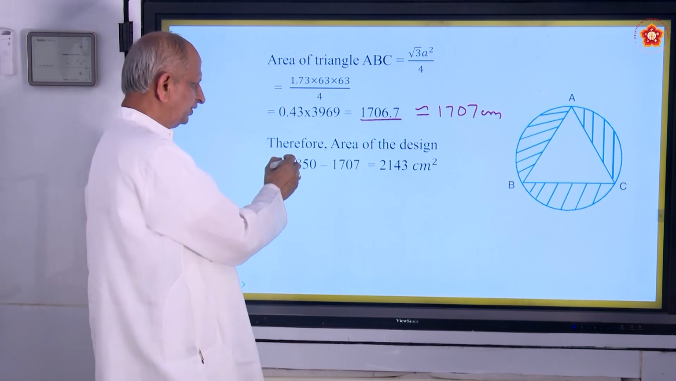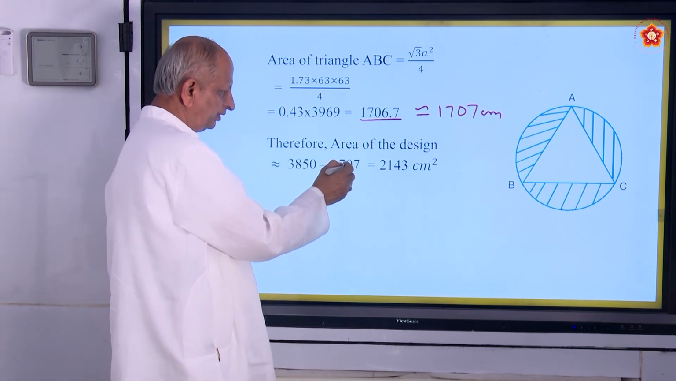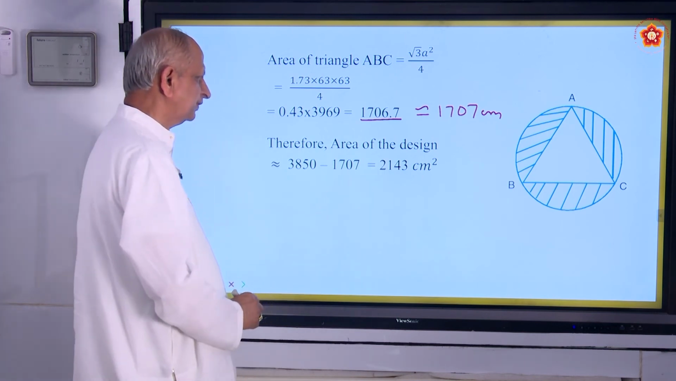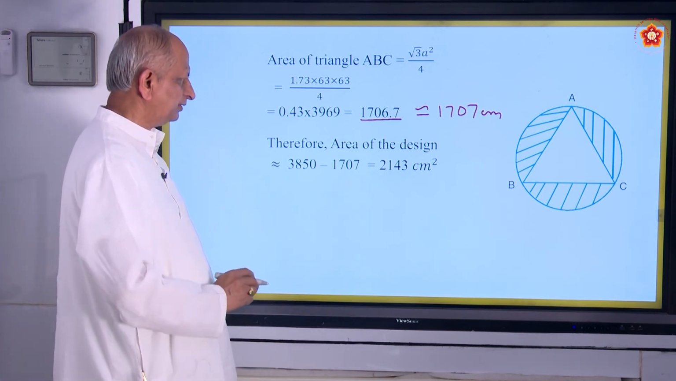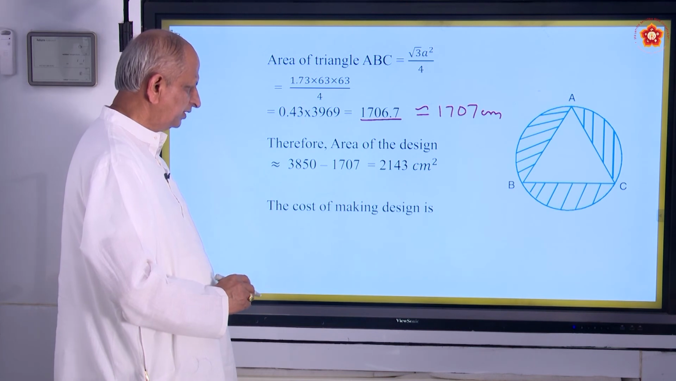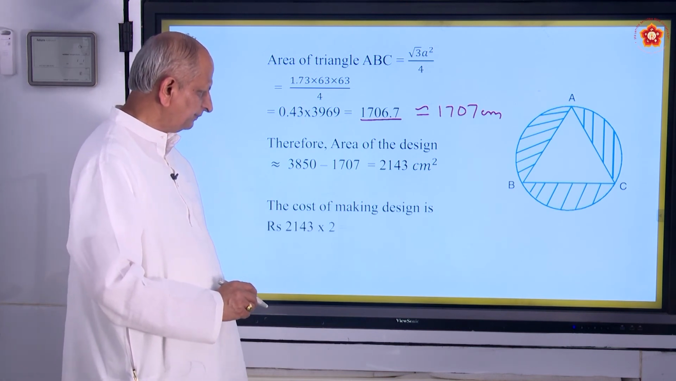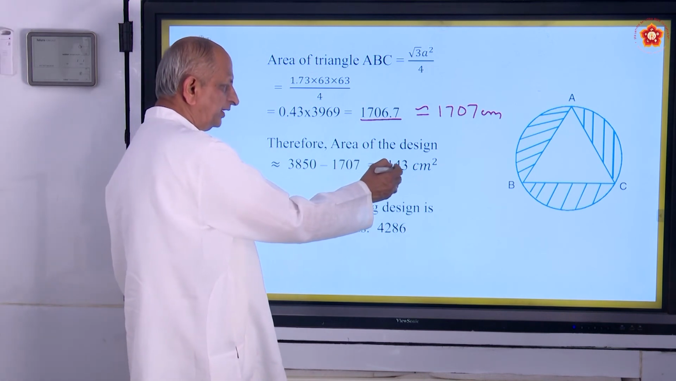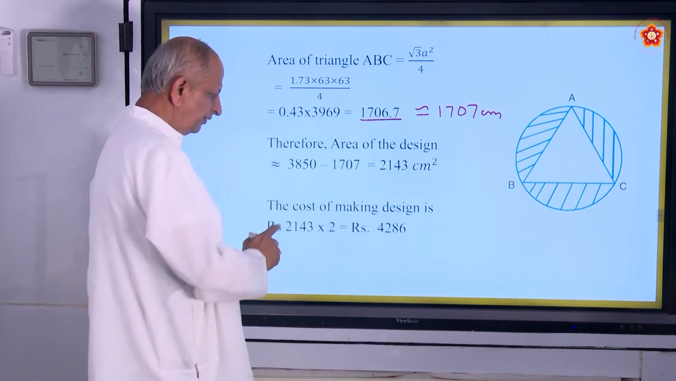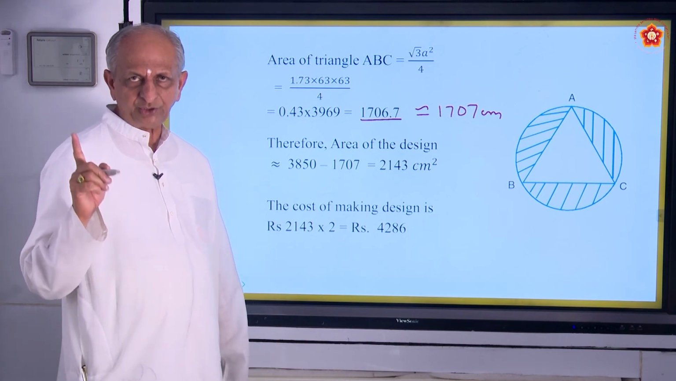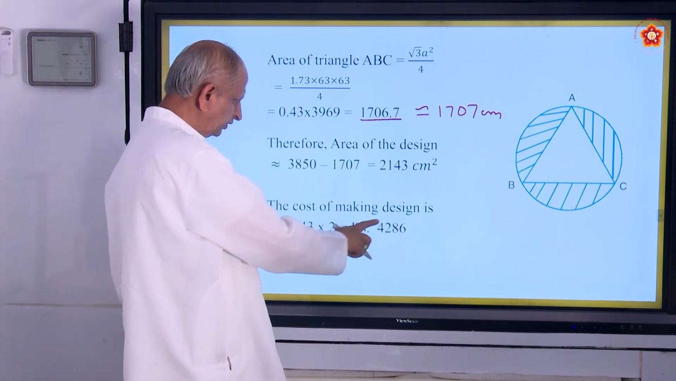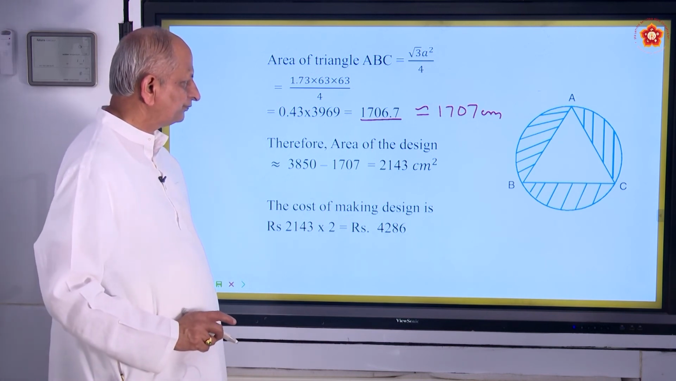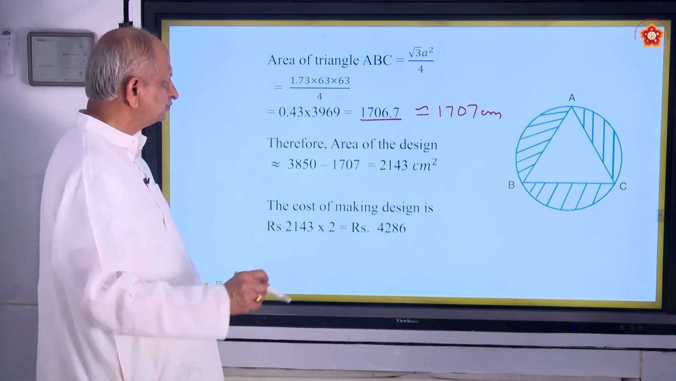So you have 3850 minus 1707, it will be 2143 square centimeters. That is the question. What is the area of the design? Coming to cost of design, it is 2143 square centimeters. For every square centimeter the cost is 2 rupees, multiply by 2 you get 4286 rupees.